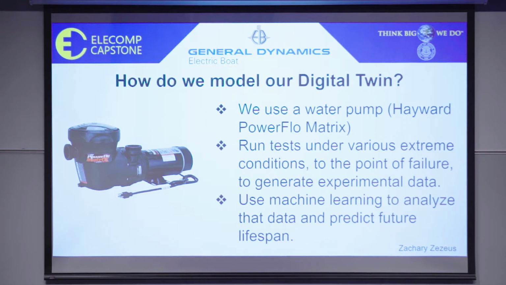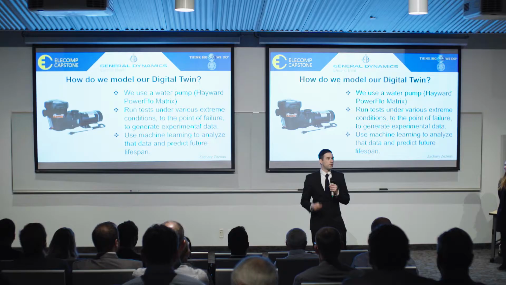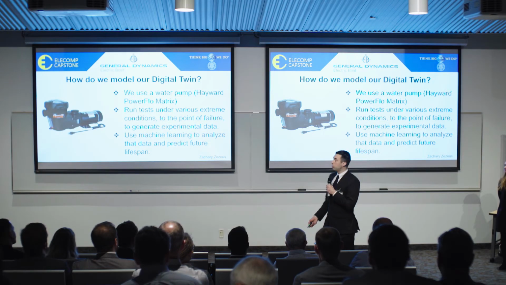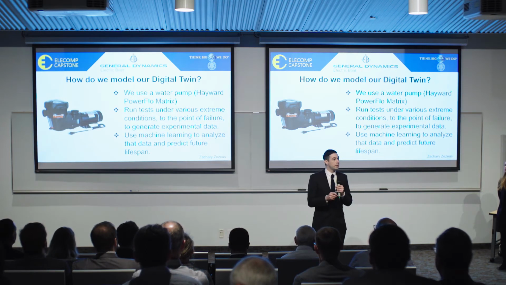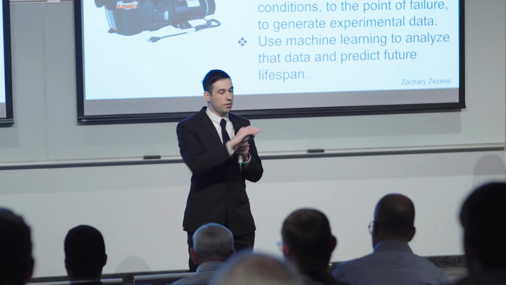So how did our team go about modeling our version of a digital twin? First thing we had to do was pick a physical system to model. We opted for a water pump, specifically Hayward Pool Products PowerFlow Matrix, which is an excellent pump for our purposes. The general gist of our methodology is that we run the pump through a series of stress tests, and we push it to the point of failure.